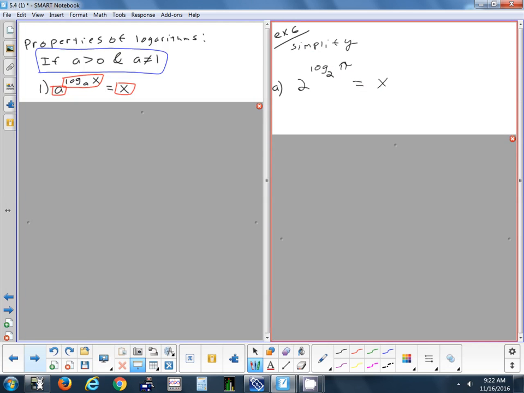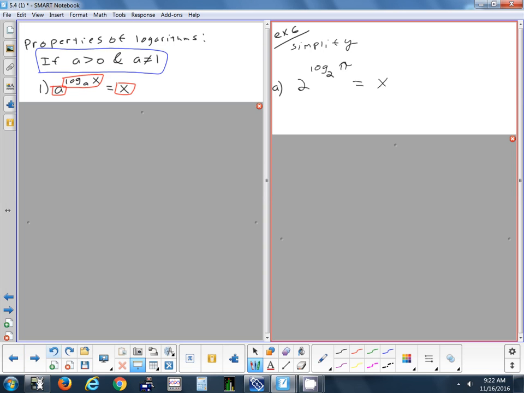If you have something that fits this pattern, a raised to the log base a of x, that's exactly what I have in, for example, 6a: 2 raised to the log base 2 of pi. The key is that this number matches that number. If that happens, that whole first part cancels out, and the answer you get is whatever the argument is in the exponent. It's just a special pattern.